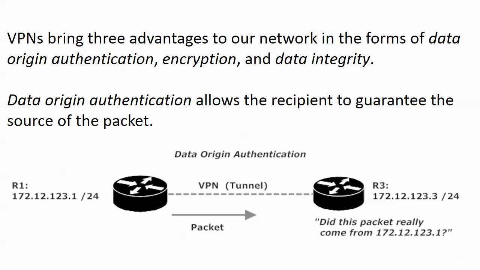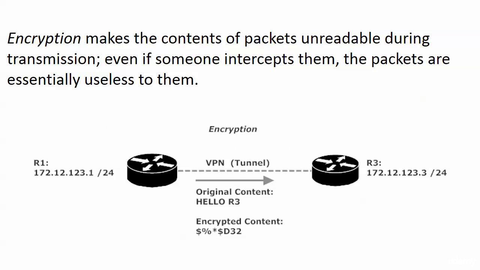And I know these are awfully self-explanatory, especially the first one, but I want to draw a clear line between these three. Data origin authentication is done on the recipient end, and it allows the recipient to guarantee the source of the packet. Because we know that all kinds of nasty things could happen along that dotted line, right? That VPN. We could have a man-in-the-middle attack, and they grab some packets and they do some nastiness. So router 3's got to be able to say, okay, did this packet really come from the source IP address that's indicated on the incoming packet?